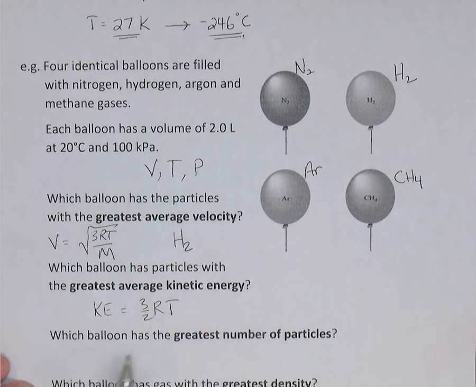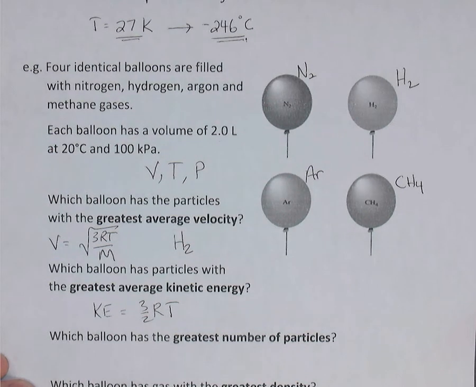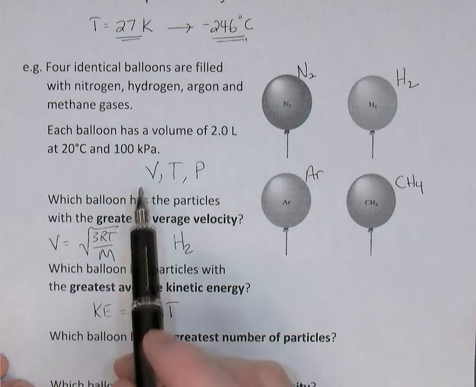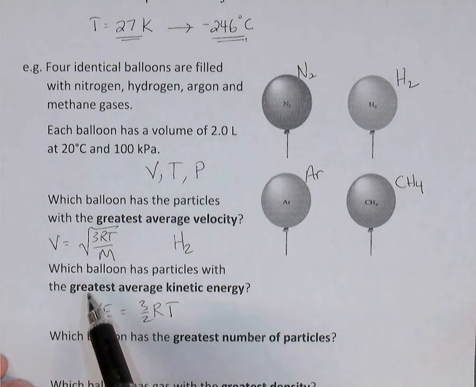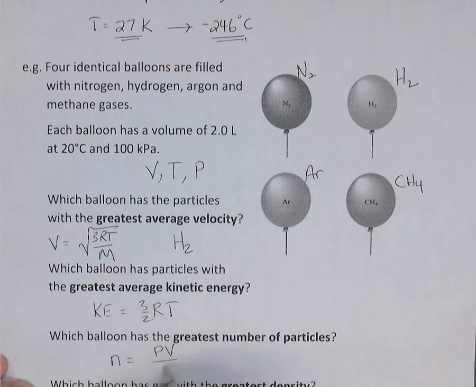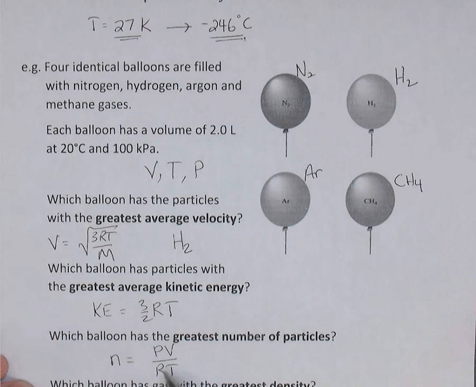The third question, which balloon has the greatest number of particles, atoms or molecules? Well, looking back, we notice that V, T, and P are the same for the four gases. If I think about the ideal gas law, PV equals nRT, I can rearrange that to say n is equal to PV divided by RT. So we could calculate the number of moles in each balloon. But looking at this for a moment, the P is the same, they're all the same pressure. The V is the same, they have the same volume, and the T is the same, they have the same temperatures. R is a constant.